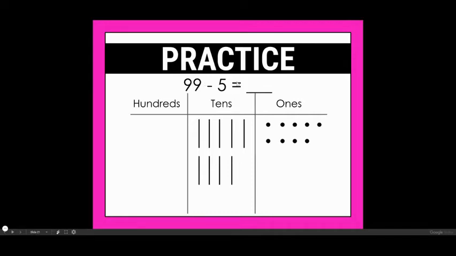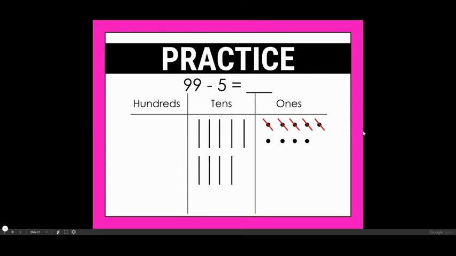And our subtrahend in this problem is 5. So we have to think, would that be taking away hundreds, taking away tens, or taking away ones? This 5 is in the ones place, so we are going to take away 5 ones. 1, 2, 3, 4, 5. Any tens to take away? No. And no hundreds, because we didn't even have any hundreds to start with.